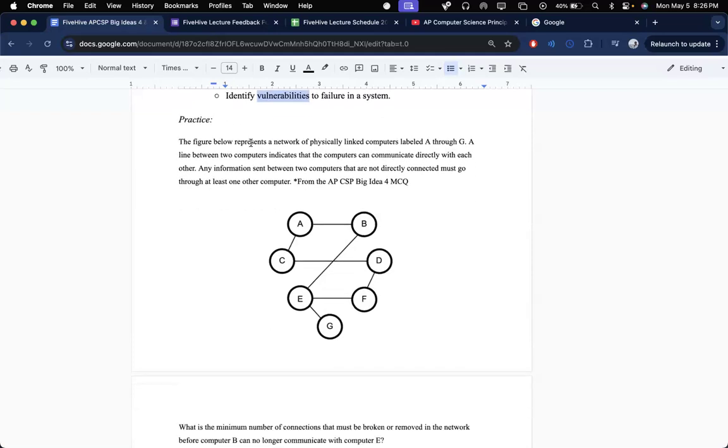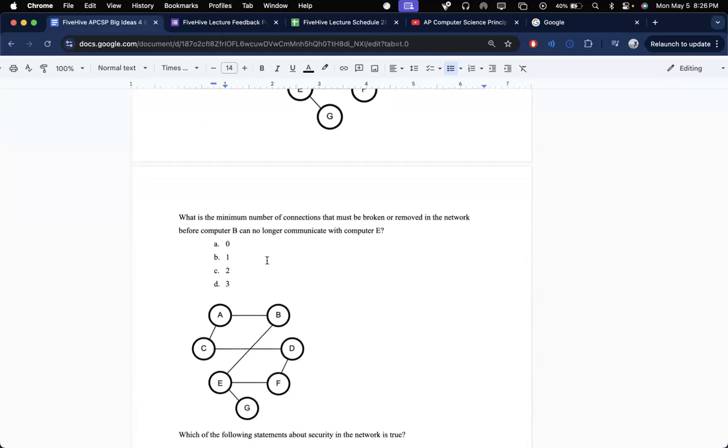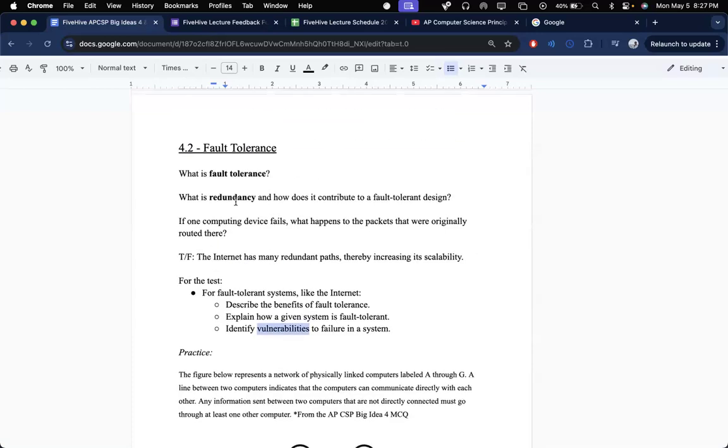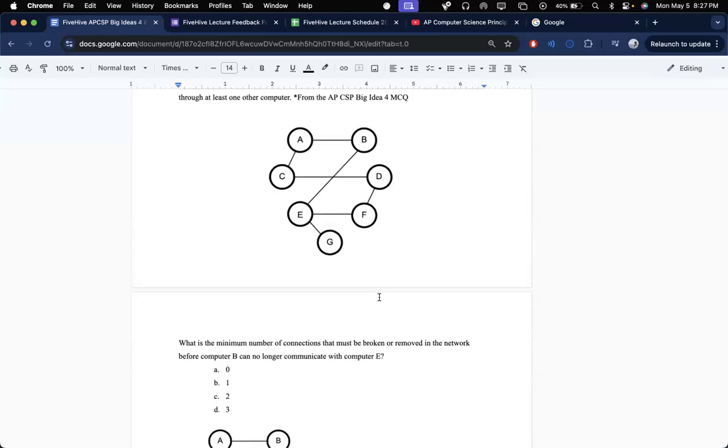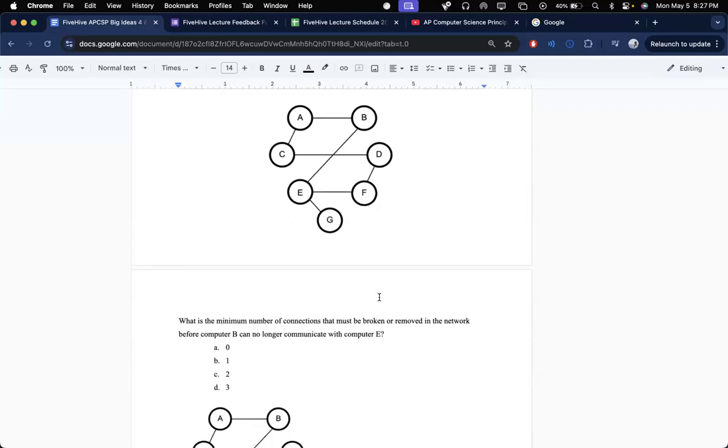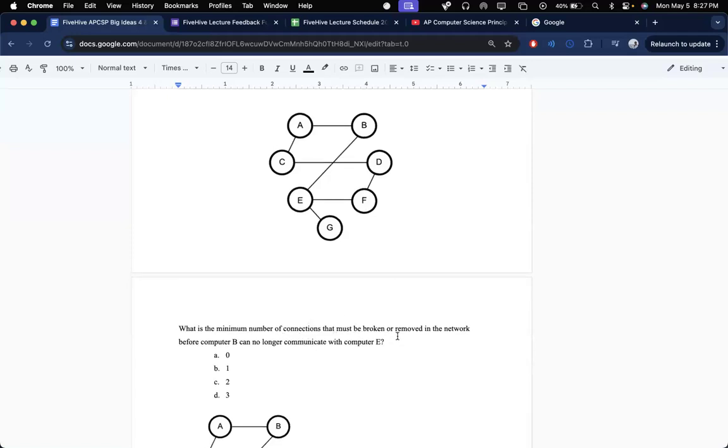So let's do this practice question. These are the types of questions you'll see for fault tolerance: you'll be given a graph of computing devices with paths routed between them, and then you'll be asked questions about them, right? So what is the minimum number of connections that must be broken or removed in the network before computer B can no longer communicate with computer E? So let me create a poll here. Paths question, go A, B, C, and D. See what you guys think.